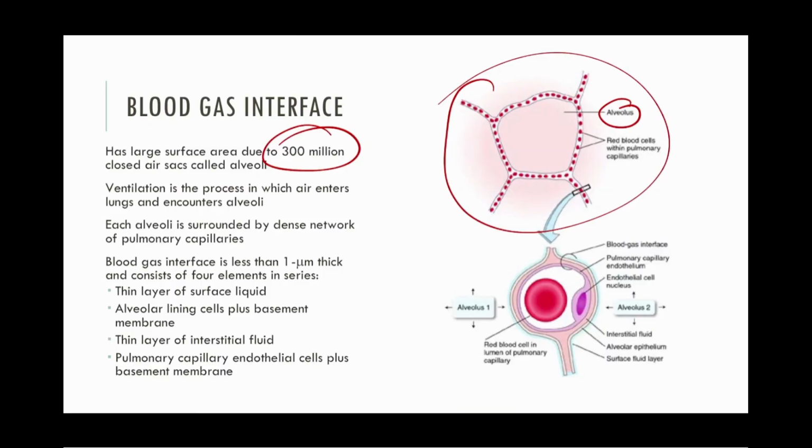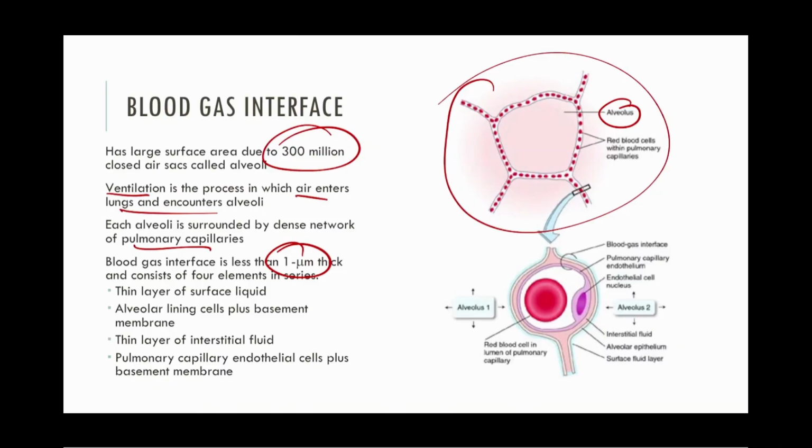So again, ventilation is just the air entering the lungs and going into the alveoli. All alveoli have a lot of pulmonary capillaries around them. The blood-gas interface is less than 1 micron thick and has 4 elements in series. So we talked about diffusion distance, right? The greater the distance, the weaker the diffusion. These are the 4 layers that oxygen and carbon dioxide must go through for diffusion to occur.